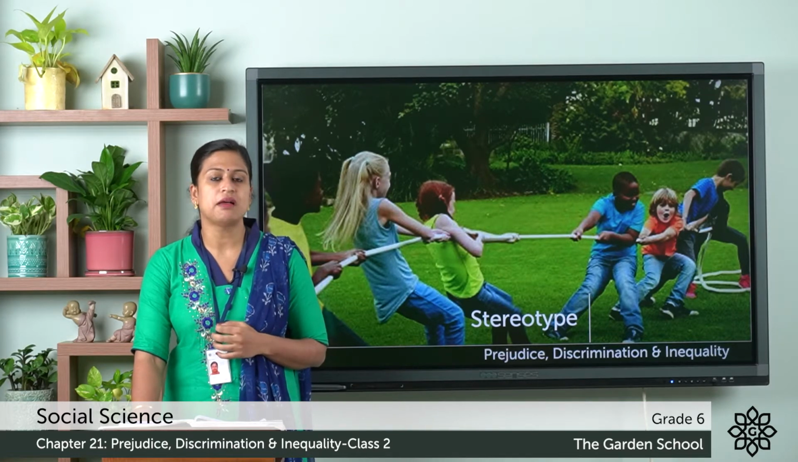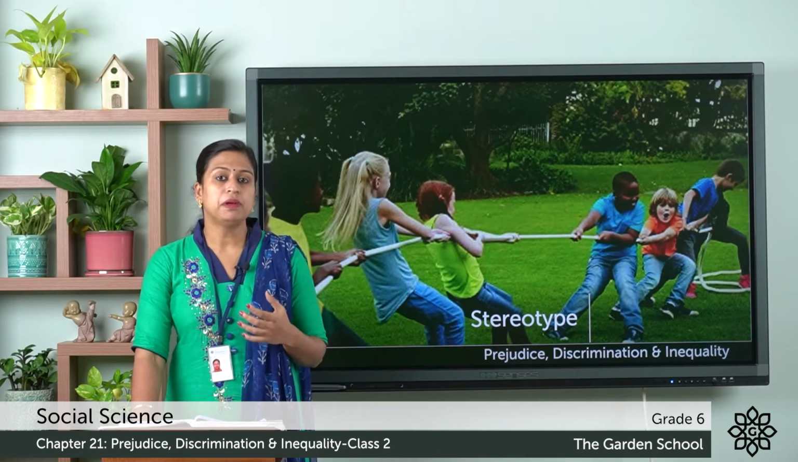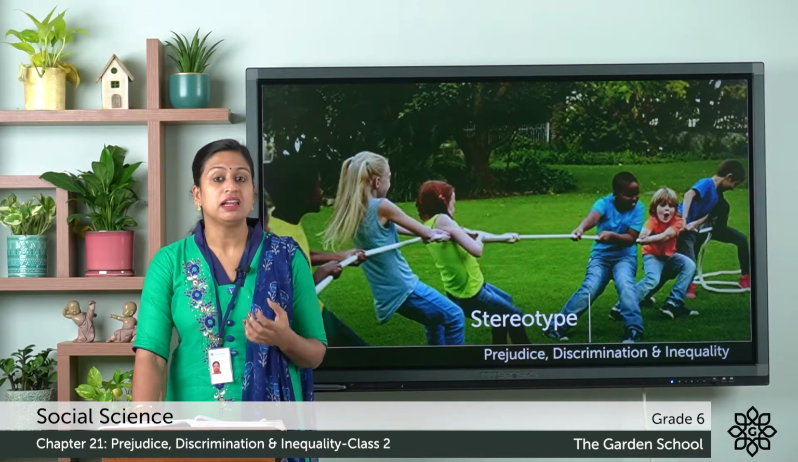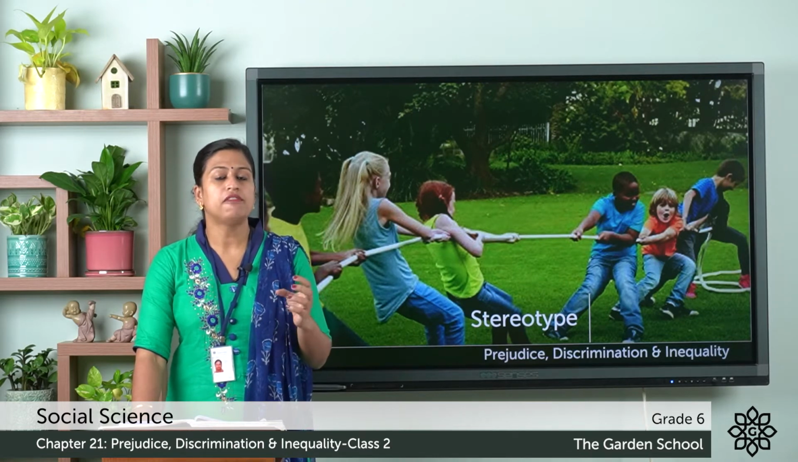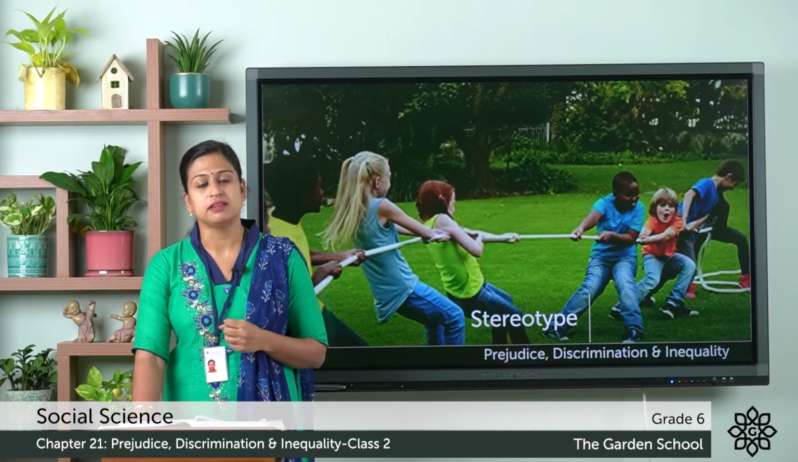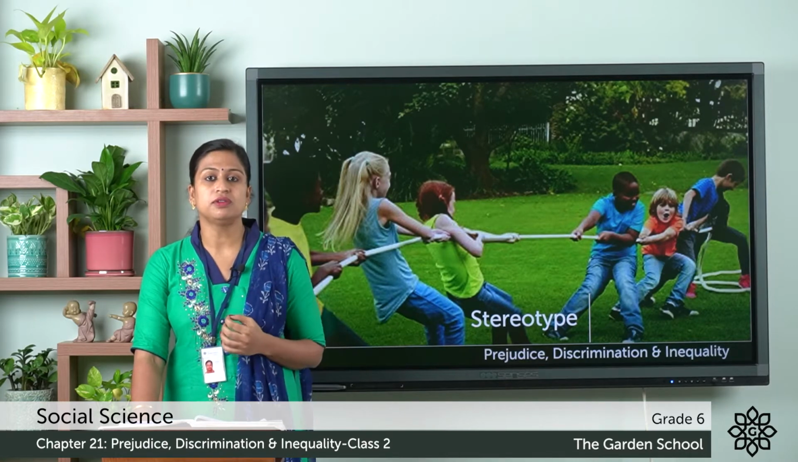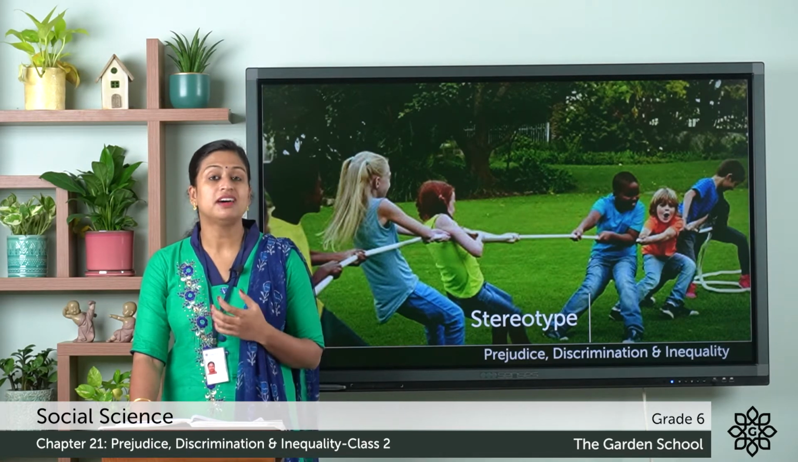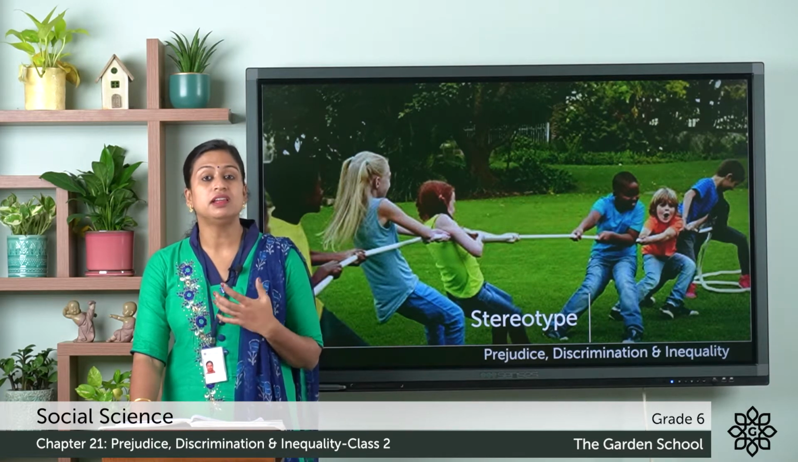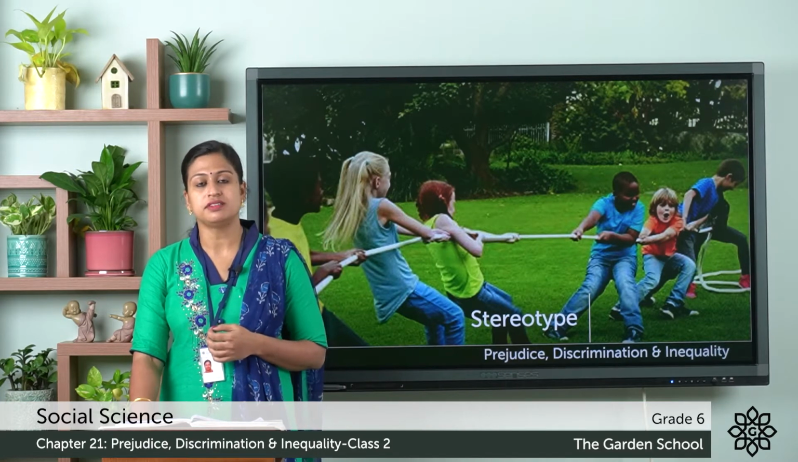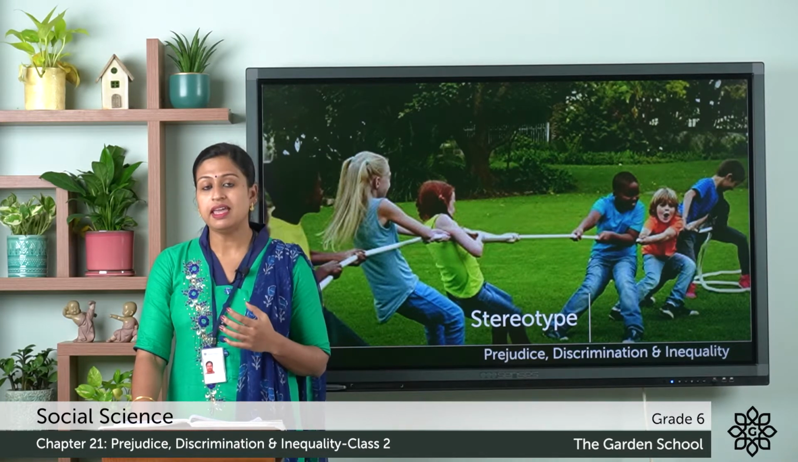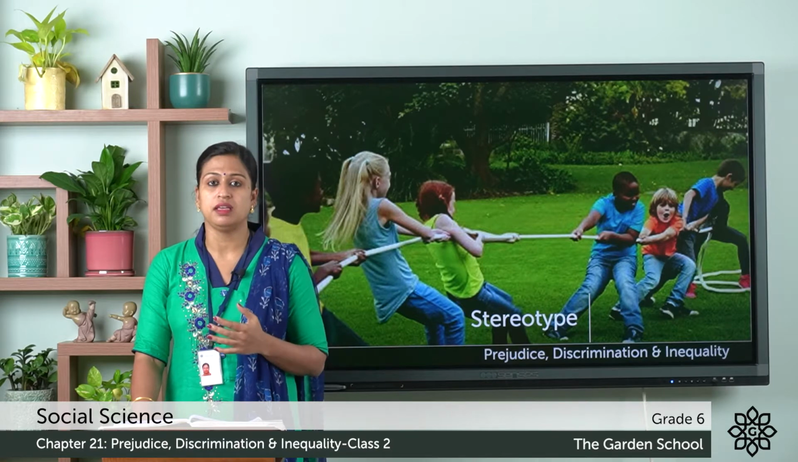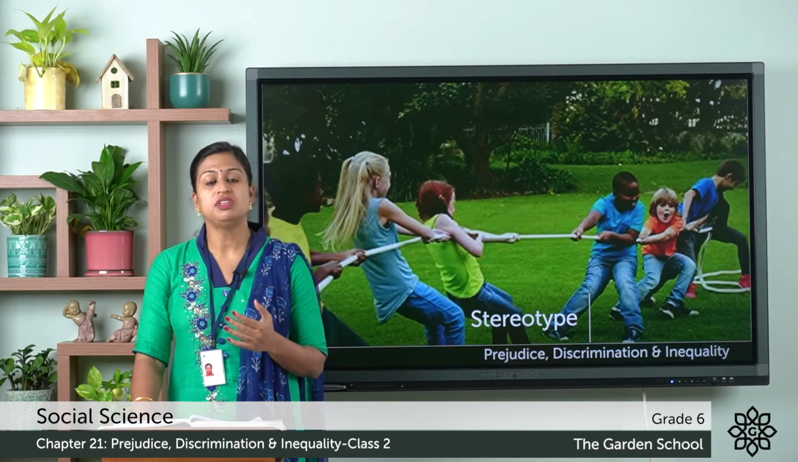Now, let us take another example. People say that people who are physically disabled are incapable. Another example is that people say that people of a particular caste are misers. All these are stereotypes. Such stereotypes hurt the feelings of others and also lead to misunderstanding and conflicts between different groups in our country. So, we should remember that all individuals or social groups have different ways of doing the same thing. So, we should respect each individual.